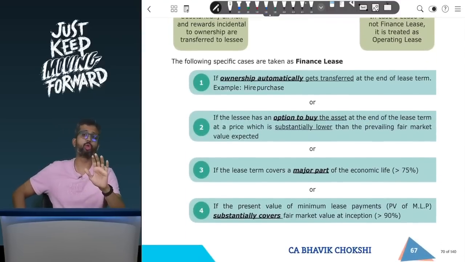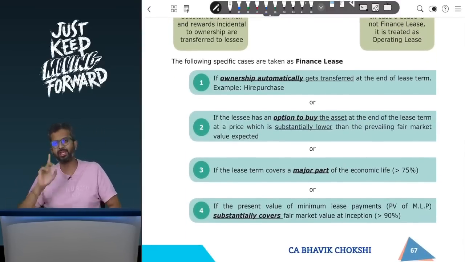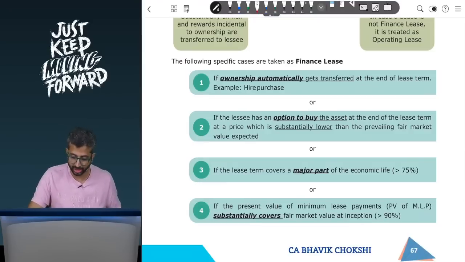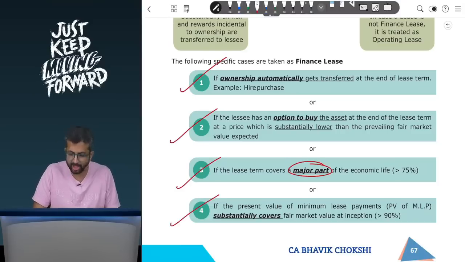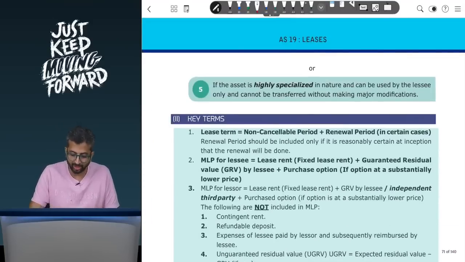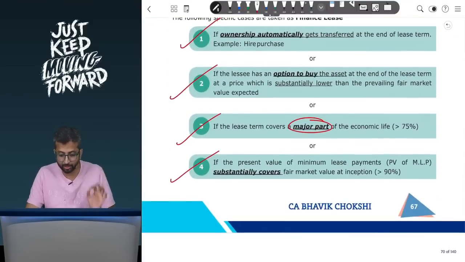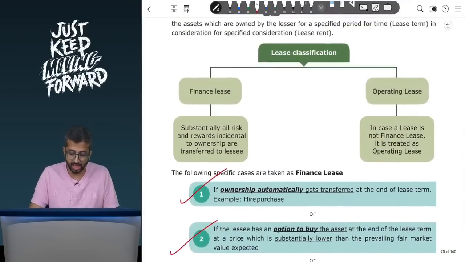So when we look at these 5 criteria, if any one of those 5 criteria is satisfied, that is, ownership is automatically transferred, or the option to buy is there at a substantially lower price, or the lease term covers a major part, that is more than 75%, or PV of MLP covers substantially, that is more than 90% of the fair value, or the asset is of a highly specialized nature. If one of them is satisfied, then it becomes a finance lease.